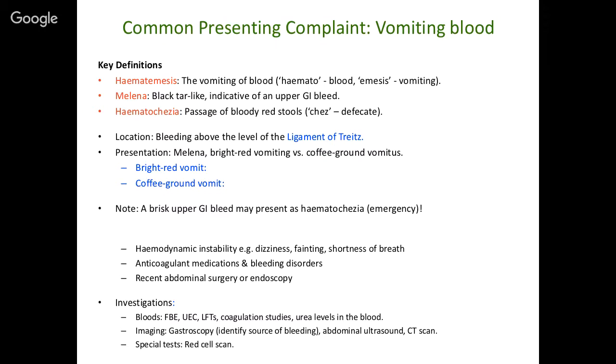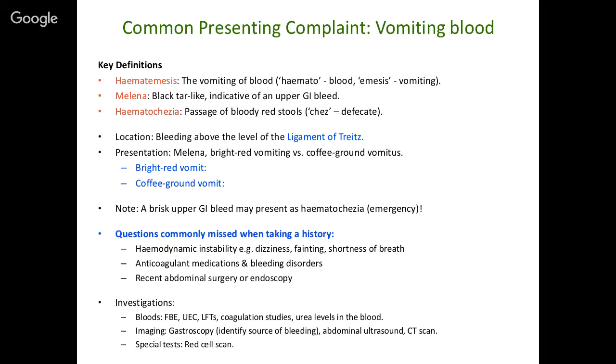Something to think about: a brisk upper GI bleed or a big GI bleed can also present as hematochezia. So hematochezia might be bright red blood on stools, which might be hemorrhoids or something, but it's also something to think about that it could be a very quick bleed or a very big bleed from higher up.